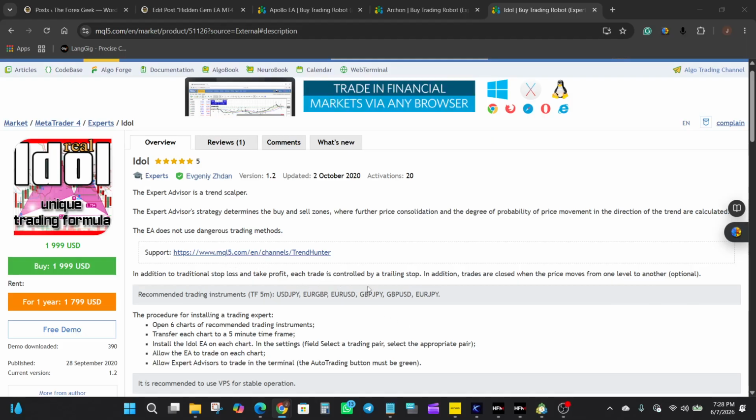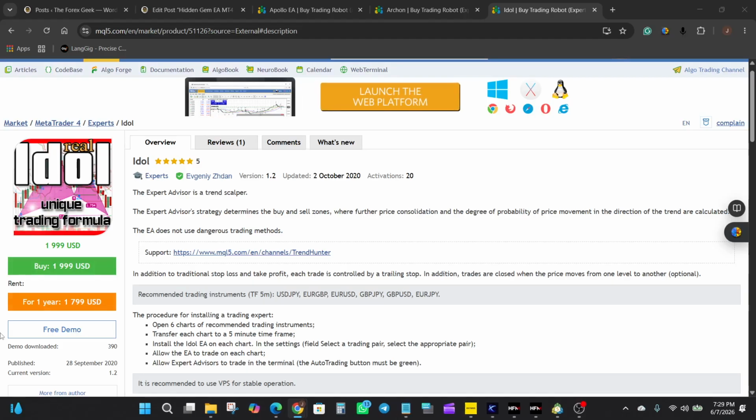Alright, so on my screen right now, I'm going through the idle EA listing on the MQL5 marketplace page, and we can see that the EA is for MetaTrader 4. So of course, if you want to make use of this EA, you should have the MT4 platform, and the EA is priced at 1,999 US dollars, and there is also a rental option available going for 1,799 US dollars per year.